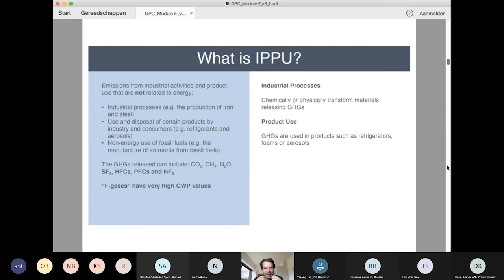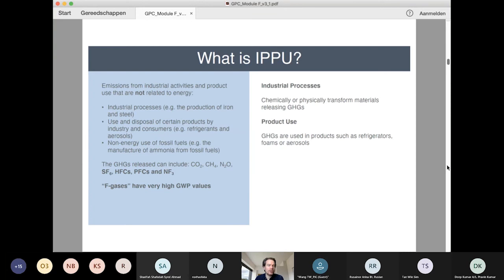The greenhouse gases can include CO2, CH4 and N2O, as we've discussed before. There are 4 additional gases that come under IPPU, and these are SF6, which is sulfur hexafluoride, HFCs, hydrofluorocarbons, PFCs, perfluorocarbons, and NF3, nitrogen trifluoride. So those are called the F gases because they all have an F in them, which is the fluoride component. So SF6, HFCs, PFCs, and NF3, they're called the F gases, and they have very, very high GWP values. So 1 unit of an F gas has a huge, huge impact on climate change. And so even though they're very small in quantity, they can have a huge impact.